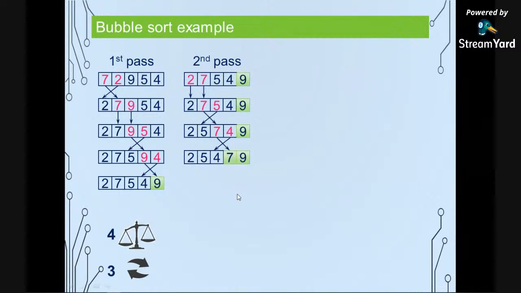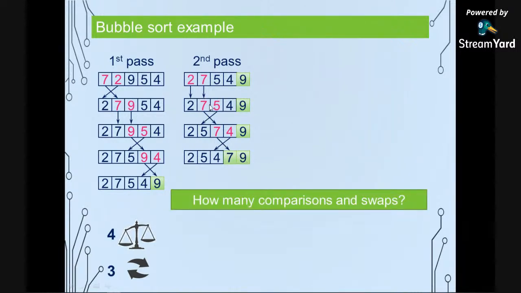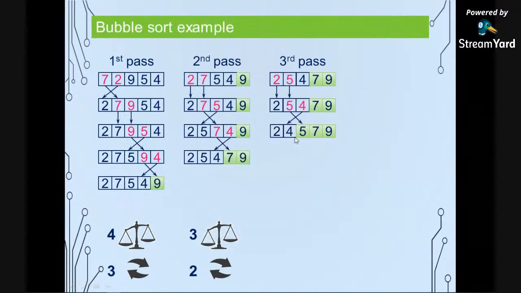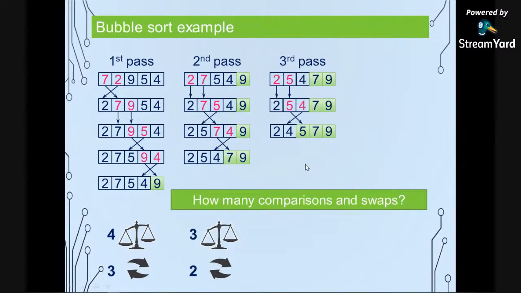So now we've got 7 and 9 at the end. How many comparisons did we make? We made 3 comparisons. You can see the numbers in different colors to show the comparisons. And then we made 2 swaps here. Okay. Our third time round, we're comparing 2 and 5. They can stay the same. 5 and 4 can swap. And then you can see that 5 is now in the right place. Okay. How many comparisons? How many swaps? 2 comparisons, 1 swap.